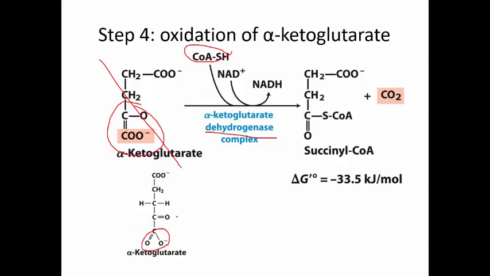So this ketone is this ketone right here. We've lost a CO2 and we've replaced the CoA on there. So this is another irreversible reaction. There's not very many irreversible reactions in the citric acid cycle, but this is another one because these dehydrogenase complexes really only go one direction. So now we've lost one of our CO2s.